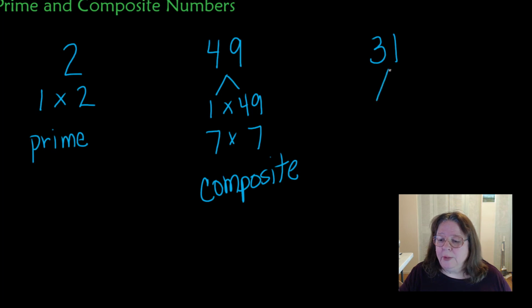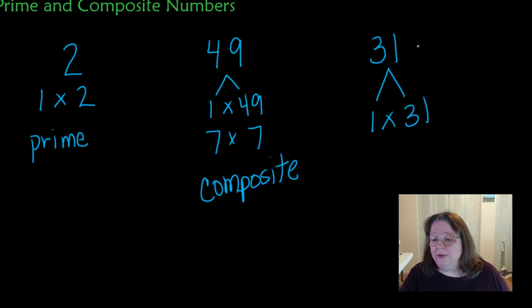How about 31? Well, we can always do 1 and 31. It's not an even number. It's not going to be divisible by 2, 4, 6, 8, 10, 12, 14, 16. Let's try 3. Well, 3 times 10 is 30. 3 times 11 is 33. How about 4? 4 times 7 is 28. 4 times 8 is 32.